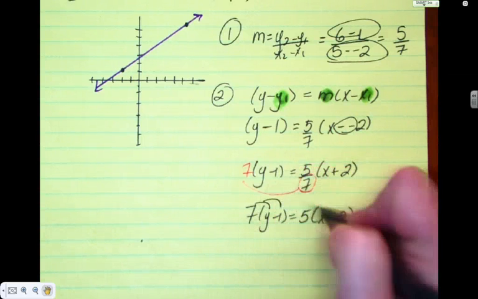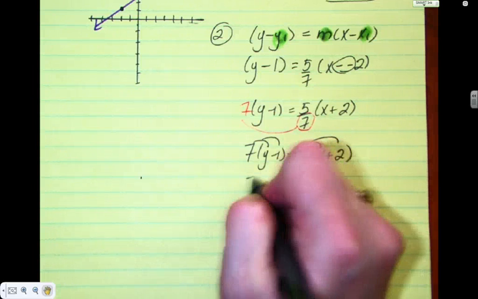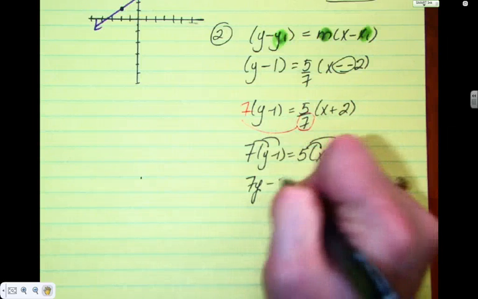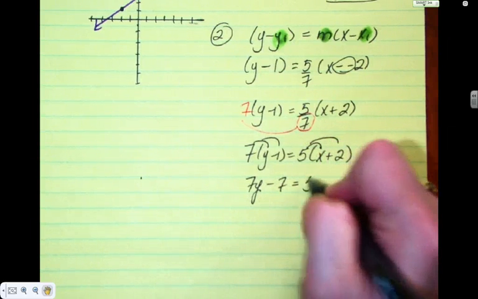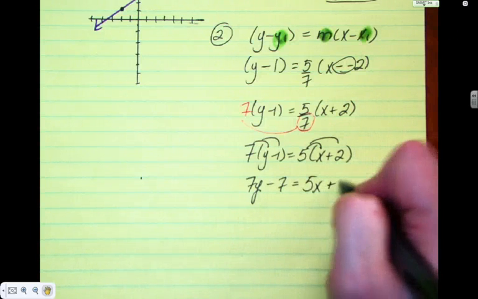Then we distributed on each side to get rid of the brackets. 7 times y is 7y. 7 times minus 1 is minus 7. 5 times x is 5x. 5 times 2 is 10.